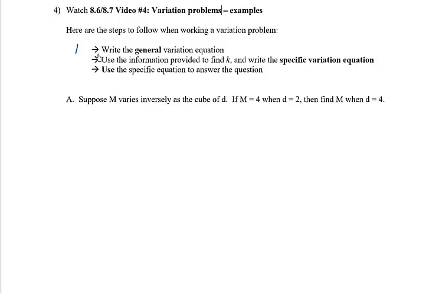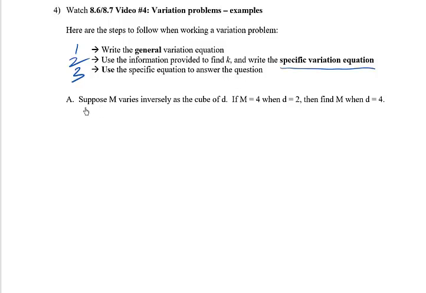Step 1 is write down the general variation equation. That's the one with the k in it. Step 2, if you want to get anywhere in the problem, you're going to have to figure out what that k is. Once you figure it out, you can fill it in, and then you have what's called the specific variation equation. Step 3, once you have that, you can use the equation to answer whatever question is being asked.